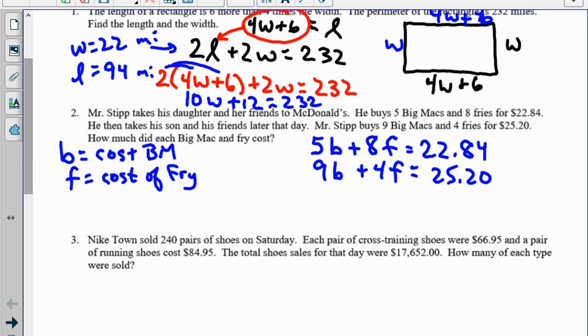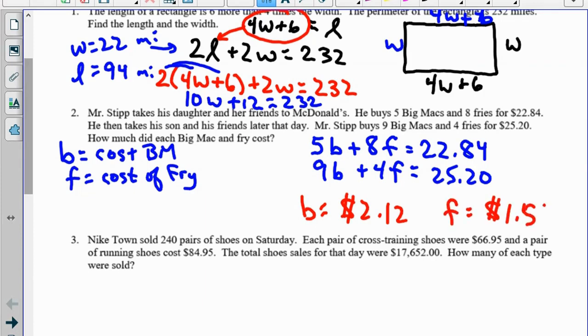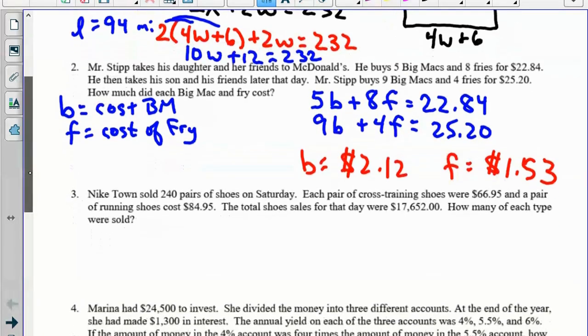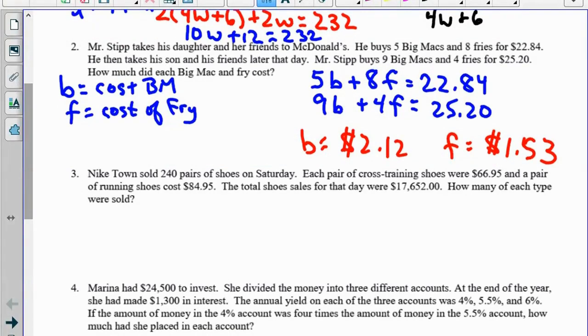I'm not going to actually solve very many of these. I'm just assuming that we've watched the 2x2 and the 3x3 videos, and that we've also learned how to solve things using augmented matrices in the calculator. So I'm just going to give you the answers. So Big Macs cost $2.12 and fries cost $1.53. Obviously, those costs are not true anymore, but back in the day, they might have cost that.